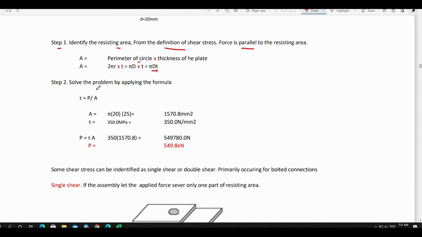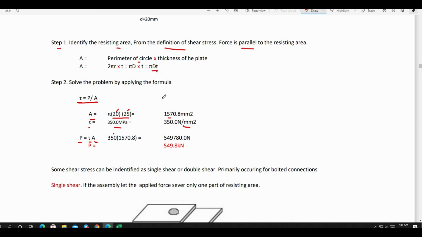We can now apply the formula to solve the problem. Tau is the symbol for shear stress, and that is just equal to P all over A. For area, that is just equal to pi dt, where d is the diameter and t is the thickness of the plate. That is equal to 1570.8 mm square. And for tau, that is given in the problem, that is the shearing stress, 350 megapascal or Newton per millimeter square. If we now solve for P from this equation, that is just equal to tau multiplied by the area.